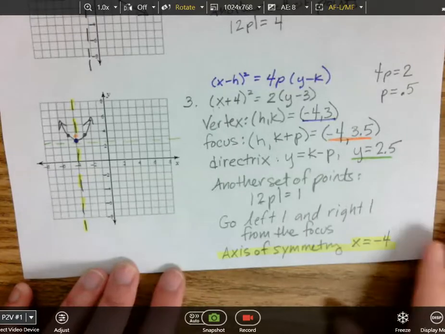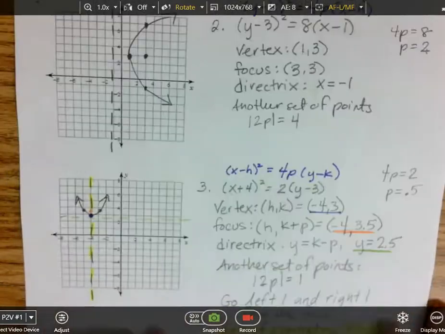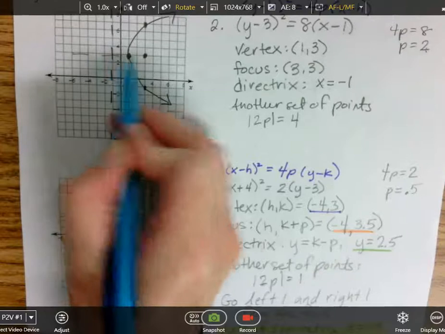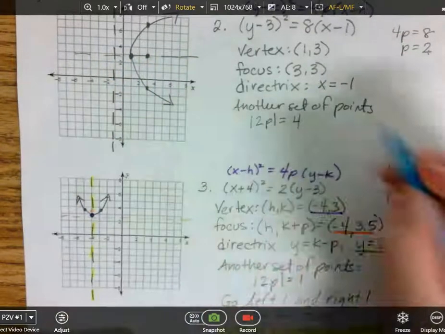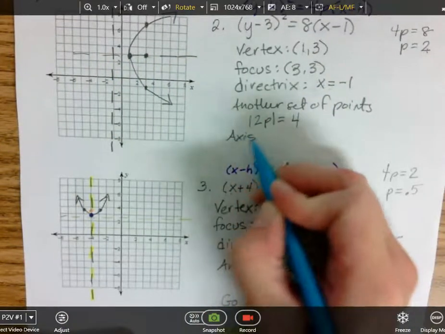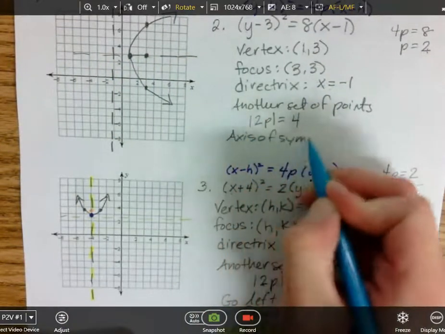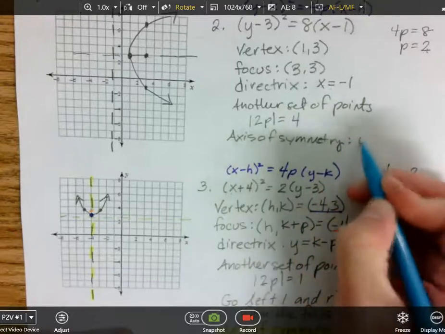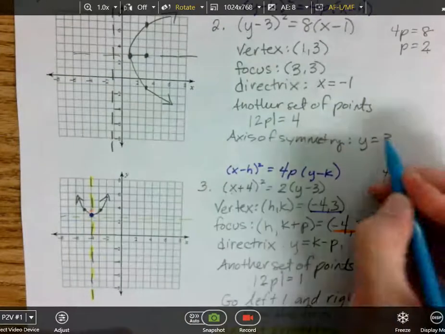All right, let's just go back to number 2. Your axis of symmetry would be right here. Axis of symmetry: y equals 3.